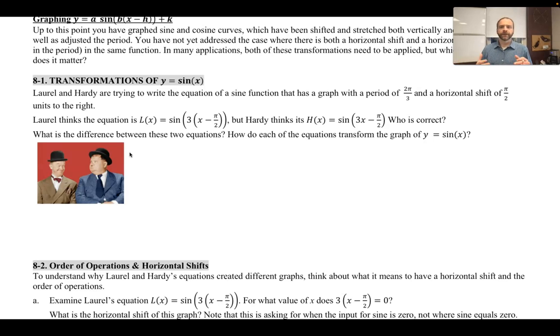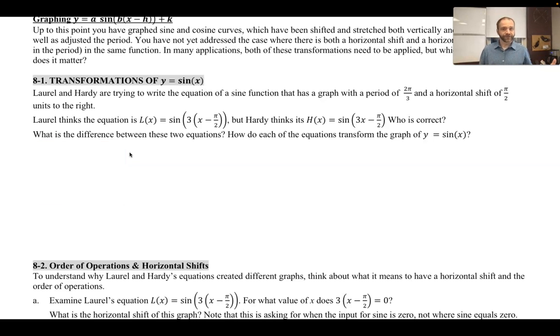Laurel and Hardy. That's Laurel and Hardy, by the way. Laurel and Hardy, a comedic duo from a while back. But let's just not go into that part. But that's Laurel and Hardy. They're trying to figure this out.